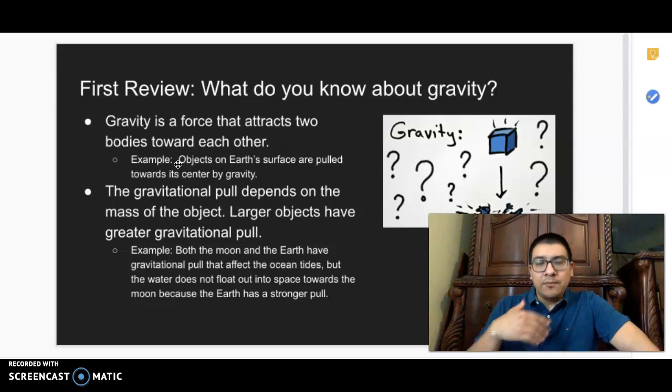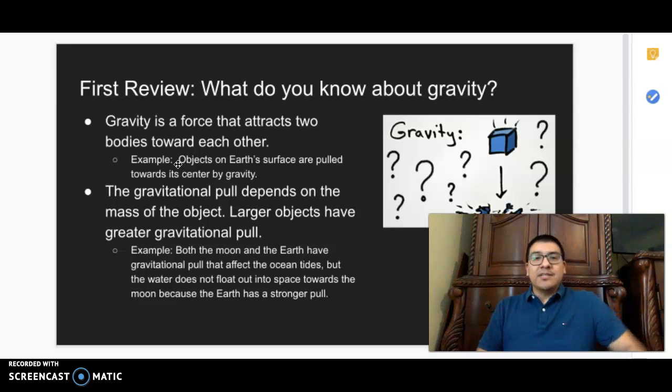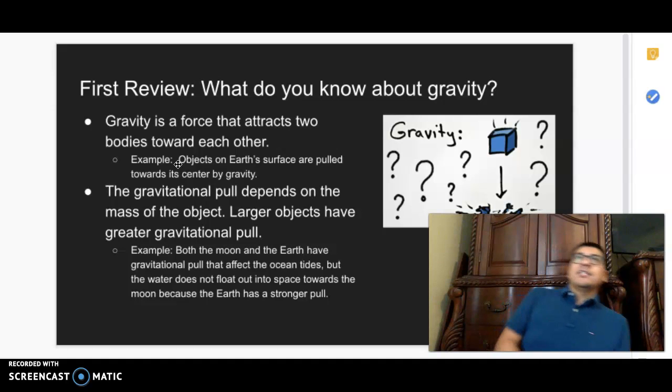So, what do you know about gravity? Gravity is a force that attracts two bodies towards each other, right? An example of that is the objects on Earth's surface are pulled toward the center of it by gravity. We know this because we've experimented with tennis balls, basketballs. In any direction that you throw something, it always comes down and hits the Earth's surface. The gravitational pull depends on the mass of the object. Larger objects have greater gravitational pull.